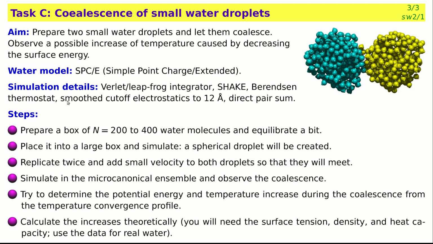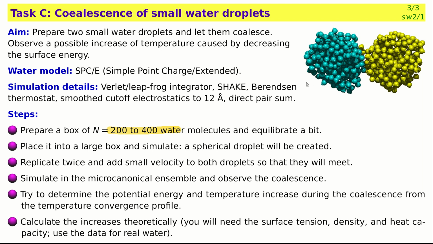The third case study is about coalescence of small water droplets. Very small water droplets, that is several hundred water molecules, have very large surface area per one water molecule. If two such droplets merge, that is coalesce, the surface area decreases and the surface energy is transformed into heat, and we can study this phenomenon by simulation.